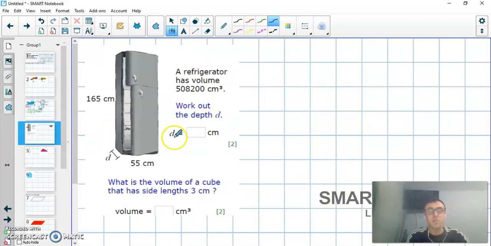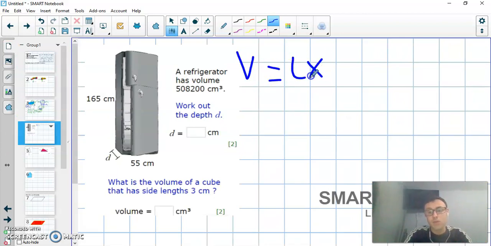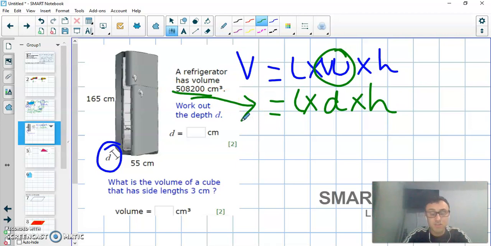Okay, and then it moves into some slightly harder questions which you've got here. So a refrigerator has a volume 508,200 centimetres cubed. Again, we know volume is length times by width times by the height. Okay, and what we need to do is work out what this part is, which we will call our width in this case. So they've said the width is d, which is fine. So length times by d times by height. Now they've given us the volume and they've told us it's this here, 508,200 centimetres cubed. So the first thing is I obviously need to do the inverse.